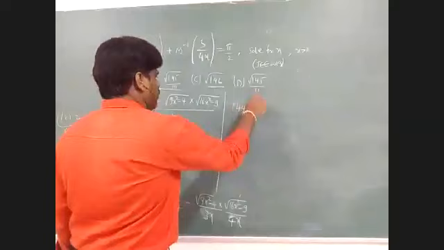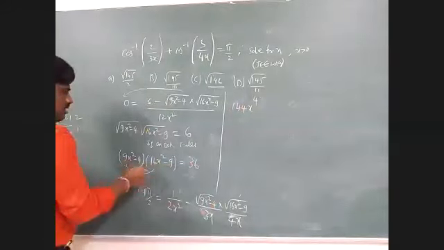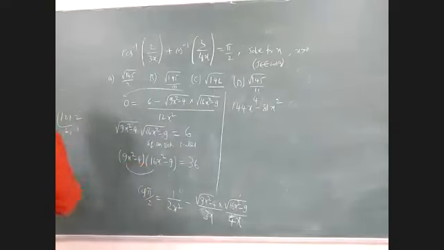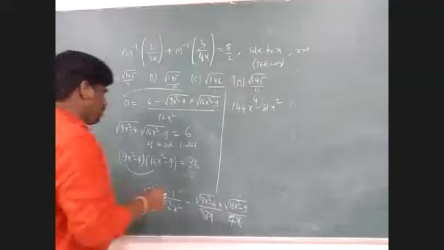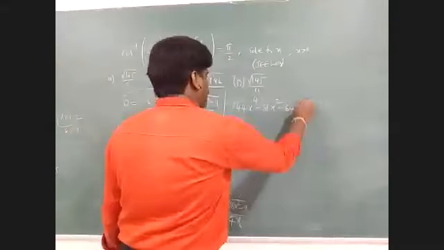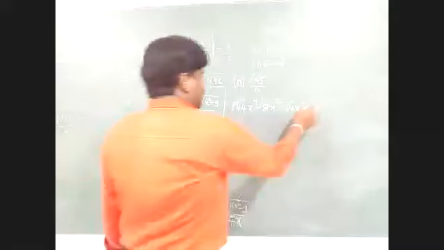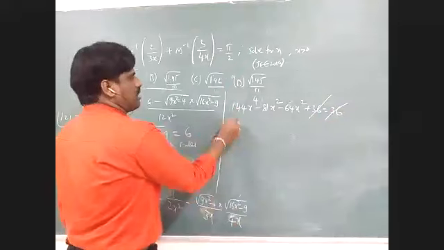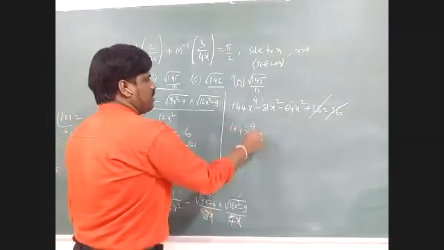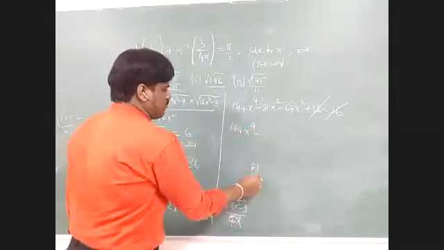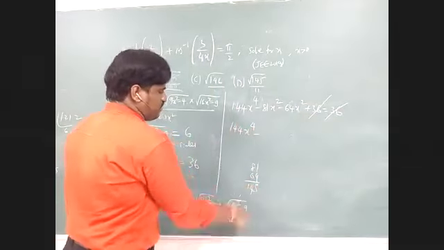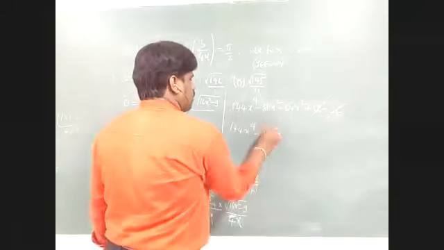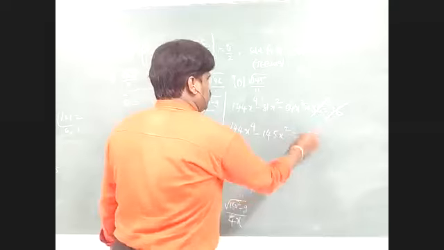144 x power 4, and here you get 81 x square, and here 16 into 4 is 64, minus 64 x square, and then minus into minus plus 36 is equal to 36. 36 cancels. So here I get 144 x power 4 minus, this is 81 and 64, I get 145. 145 x square is equal to 0, I get.